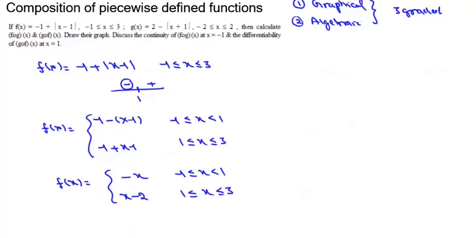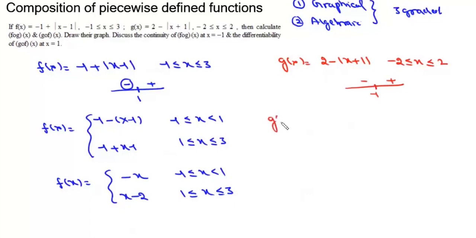Now we look at our function g(x). Now g(x) is defined as 2 minus mod of x plus 1 when the value of x lies between minus 2 and plus 2. x plus 1 has a critical point at minus 1. This is plus and this is minus.